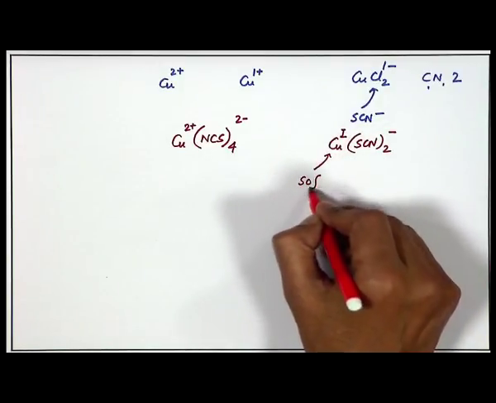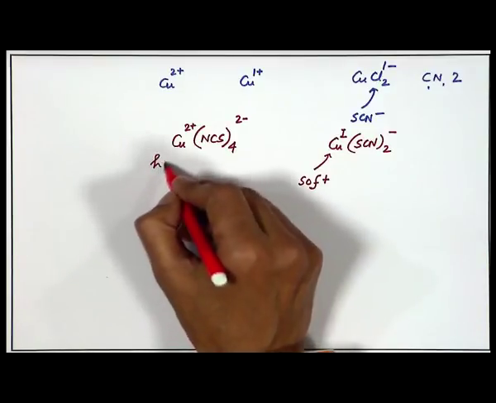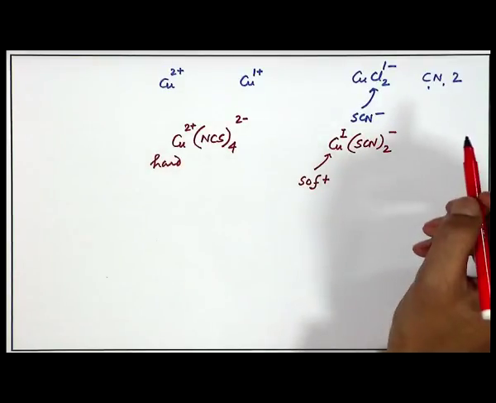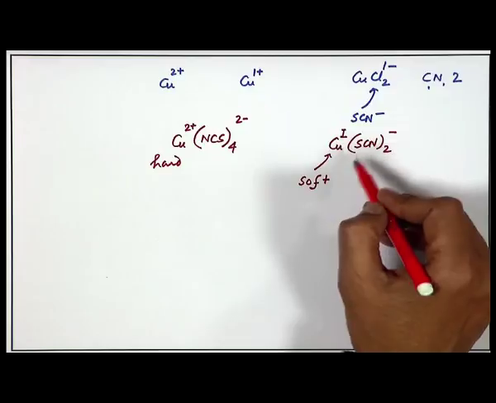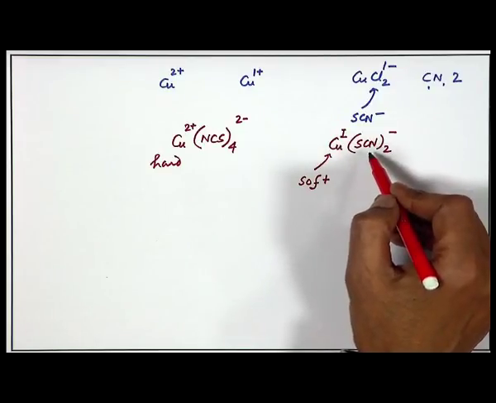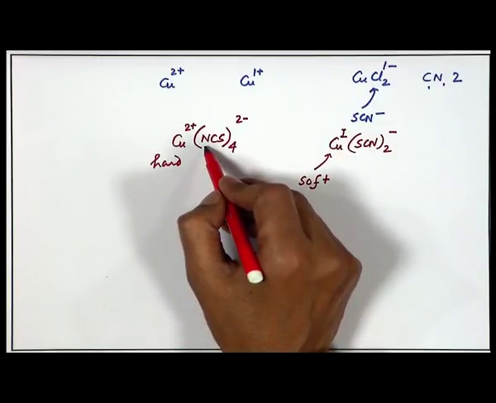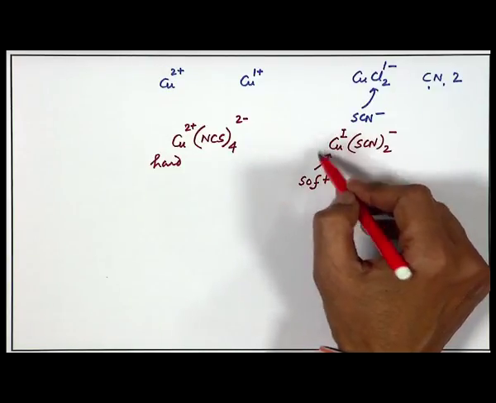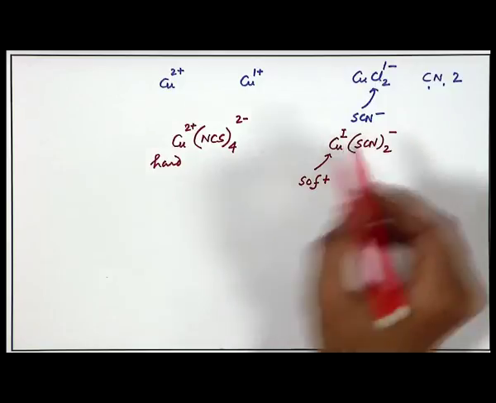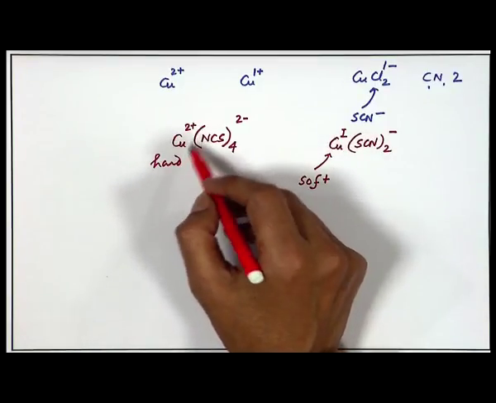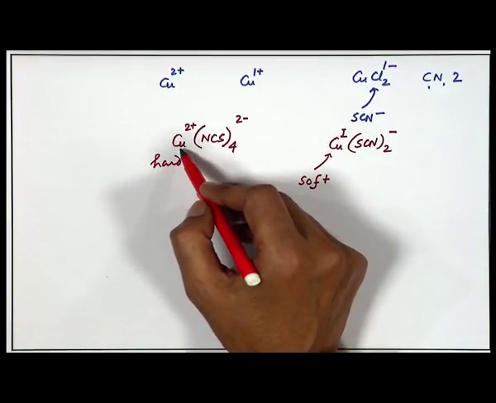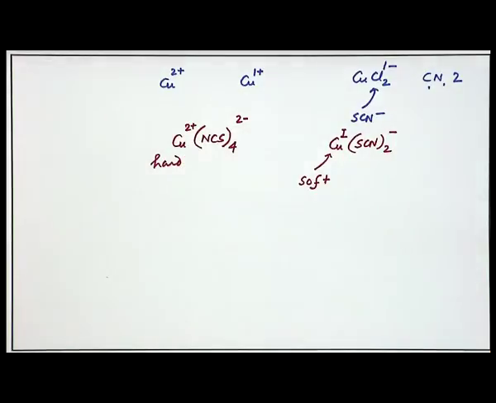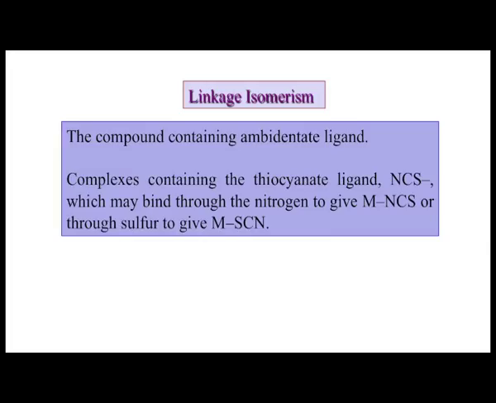So, which is soft and which is hard also tells us some idea that among these heteroatoms, nitrogen is harder compared to sulfur. So, the sulfur end will come to stabilize the copper in the plus 1 oxidation state, and nitrogen will come to bind the corresponding compound in the cupric state. So, this is an example of the ambidentate behavior of the ligand thiocyanate, which binds to the metal center through sulfur and through nitrogen.